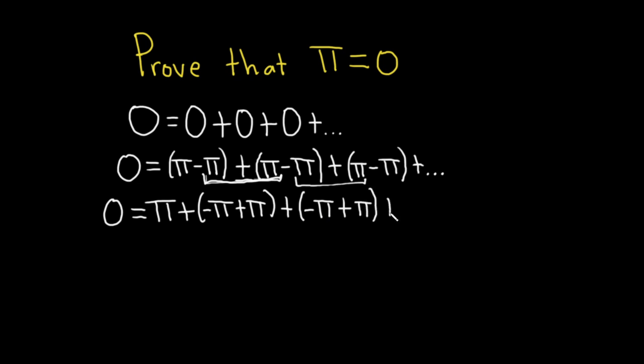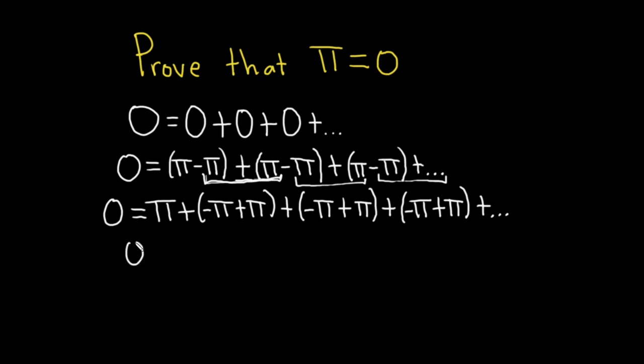And then plus. And then we'll take this negative pi with the pi that you don't see over here. Remember, because it repeats forever, there's an invisible pi here. We can take that one as well. So it'll be negative pi plus pi. And then again, this is an infinite sum, so it goes on forever, right? We're constantly adding negative pi plus pi, negative pi plus pi, negative pi plus pi. It just goes on forever and ever and ever.